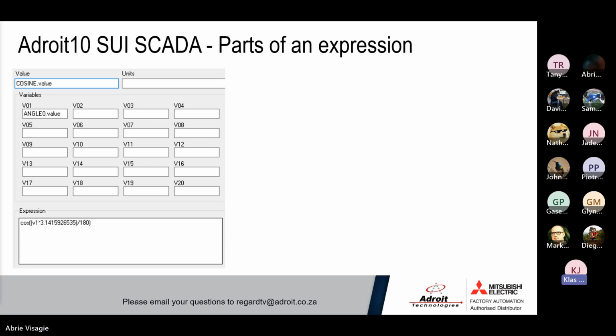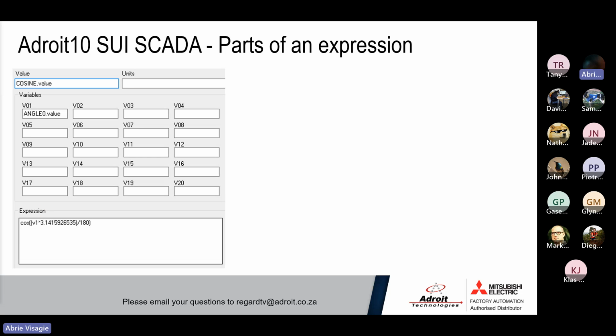So first off, when looking into expressions, you will find the following window pops up when you start to edit your expressions. First off, you have value number 99 here, which is the value being edited or being calculated. We have our different variables where you can set up your data from different agents. In this case, we have an analog agent and we're reading the value from it.